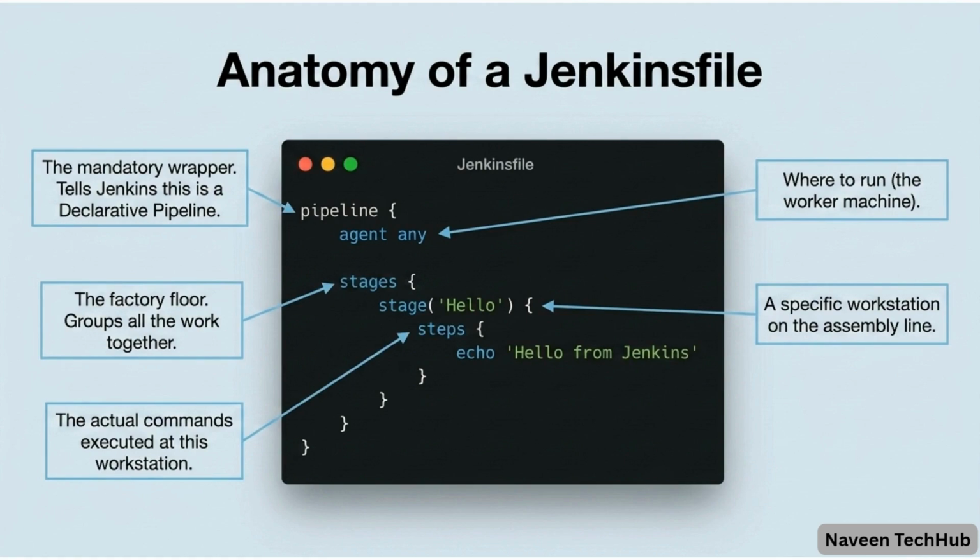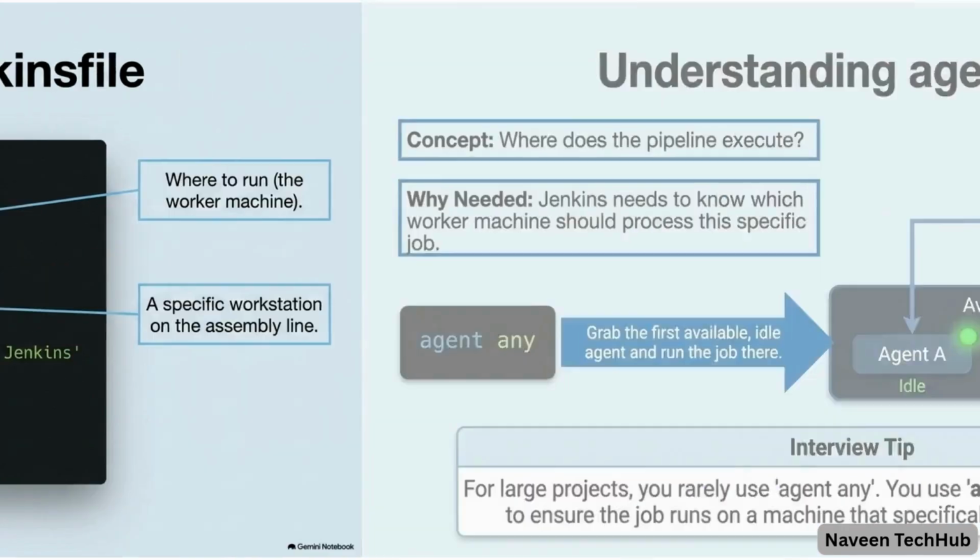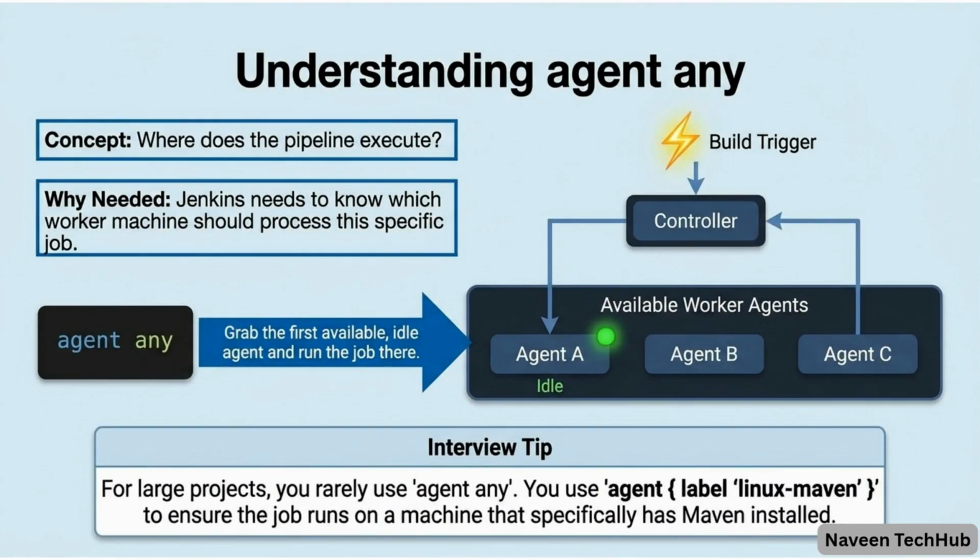A declarative Jenkinsfile usually starts with the pipeline block. The agent tells Jenkins where the work should execute. Inside stages, we organize the major phases of the workflow. Each stage represents one logical activity, such as checkout, build, or test, and the steps section contains the actual commands Jenkins executes. When we specify agent any, Jenkins can choose any available agent to execute the pipeline.